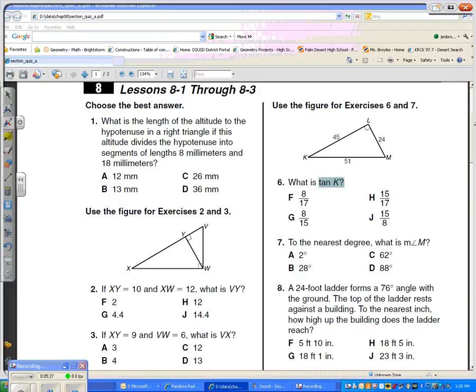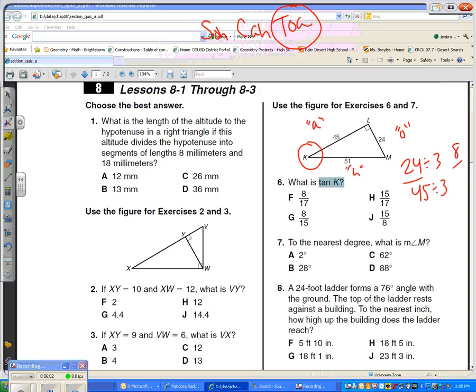Whenever they say what's sine, cosine, or tangent of something, they're asking you again for the ratio of two sides. So tan is always comparing the opposite and the adjacent. With respect to angle K, the opposite would be 24, the adjacent would be 45, and the hypotenuse would be 51. So we're going to compare 24 over 45. And some people are like, hold up, it's not in here. Take a deep breath, reduce both of them, and we can reduce both by 3, right? And we're going to get 8 over 15.